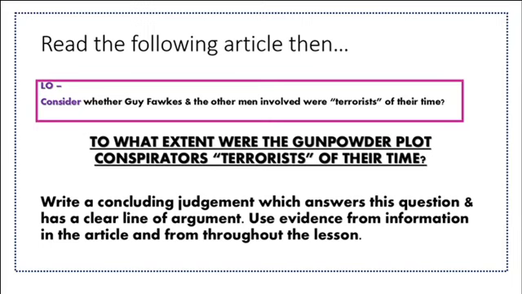Here is the part of the lesson where we're considering whether Guy Fawkes and the other men involved were terrorists of their time. So the question you need to answer, which you will need to write down in your book, is to what extent were the Gunpowder Plot conspirators terrorists of their time? You'll need to write a concluding judgment which answers that question and has a clear line of argument.